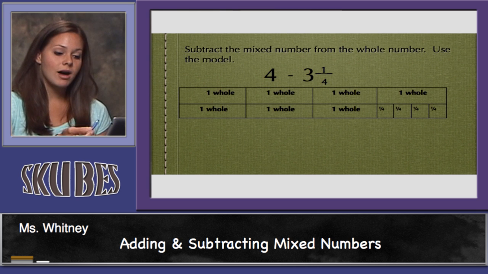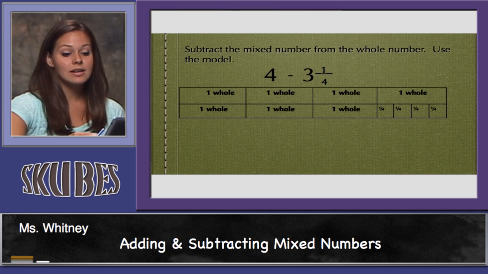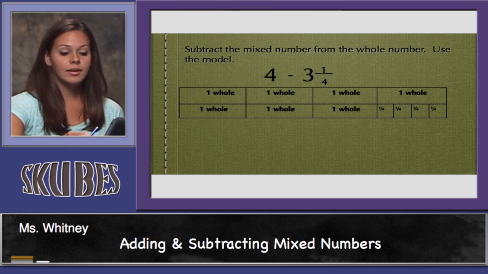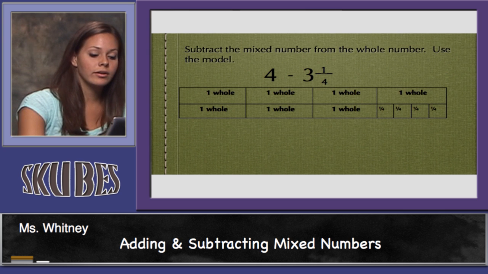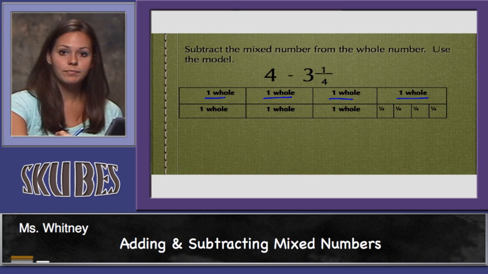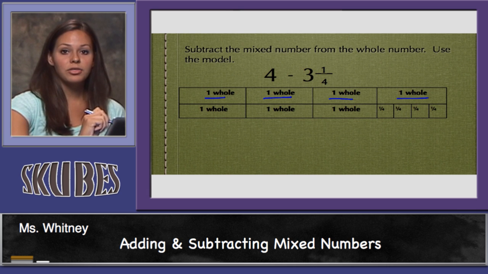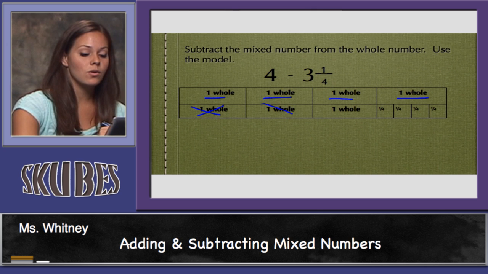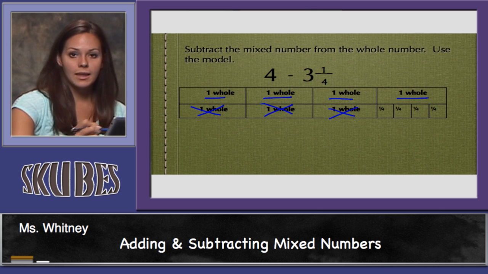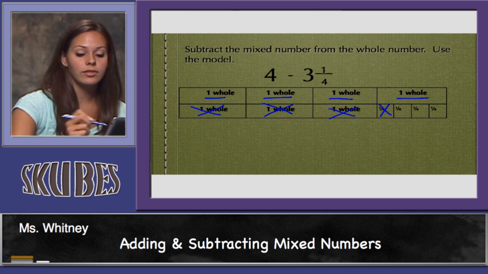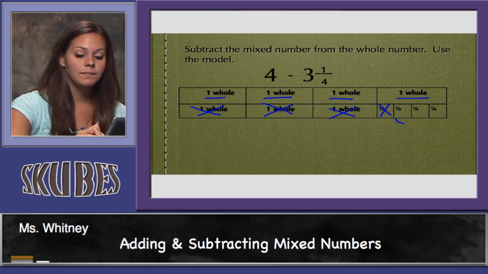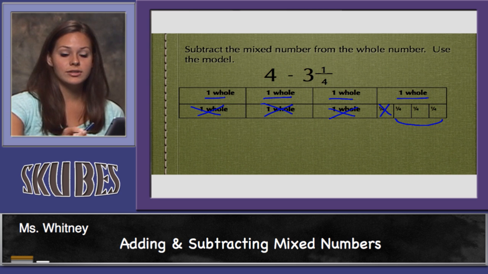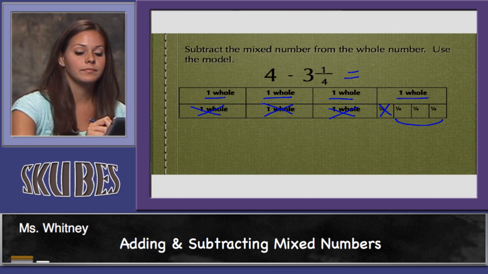Now we're going to use this model to subtract the mixed number from the whole number. My whole number is 4, shown by 4 wholes in my model. I'm going to take away 3 1/4. So I'll take away 3 wholes and 1/4. This leaves me with 3/4 left.